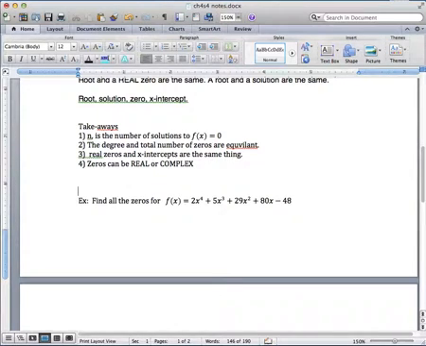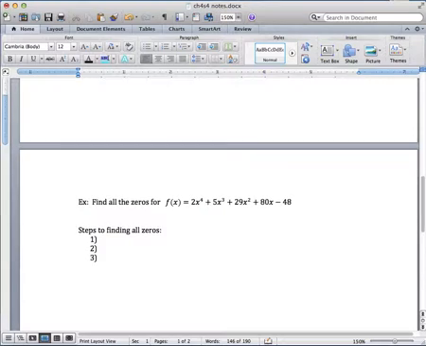How does it help us? The problem we're going to look at here: find all the zeros for f of x equals 2x to the fourth plus 5x to the third plus 29x squared plus 80x minus 48. Let's go over the steps it's going to take. One, I want to graph and identify any real zeros. If it's an even degree polynomial, there's a chance that I don't even have any x-intercepts.